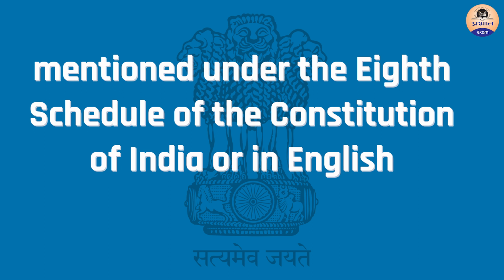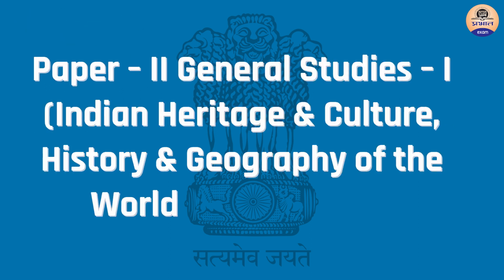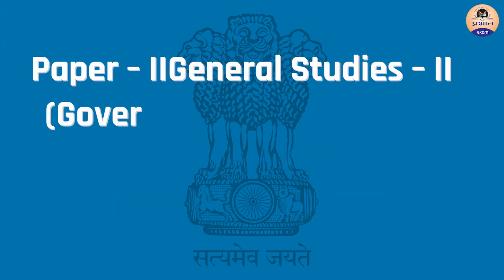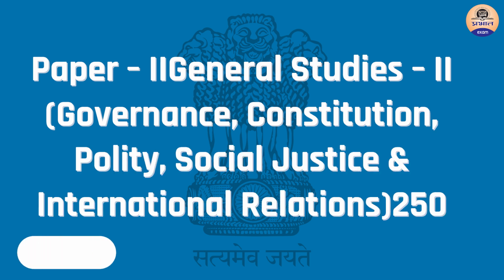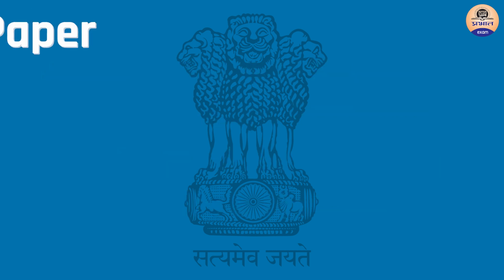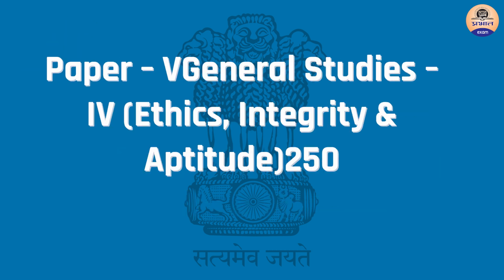The rest of the 7 papers can be written in any of the languages mentioned in the 8th Schedule of the Constitution of India. Paper 2, which is GS1, consists of Indian heritage and culture, history and geography of the world and society. Then paper 2 is governance, constitution, polity, social justice and international relations. In paper 3 they ask technology, economic development, biodiversity, security and disaster management, and in paper 5 it is ethics, integrity and aptitude. The rest of the papers are optional papers, which are 2 in number, paper 6 and paper 7. Friends, this was the detailed analysis of the papers and their syllabus.